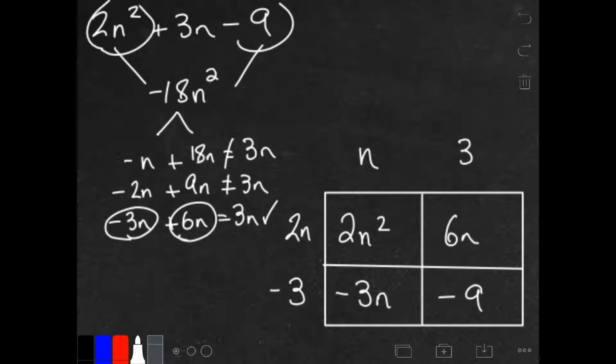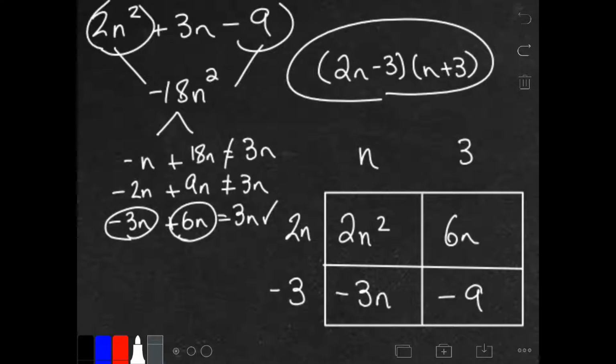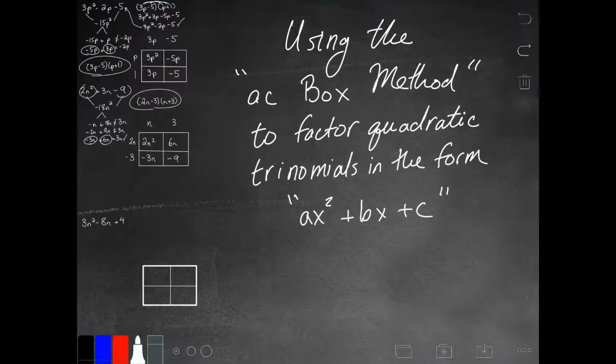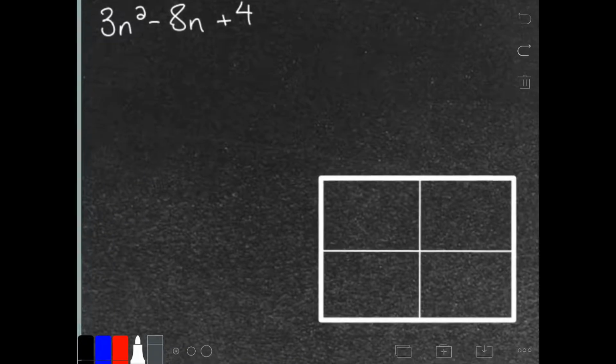We're going to rewrite my factors as two binomials. So 2n minus 3 times n plus 3. Now, if you want, you can always multiply to do a check. We're not going to do that for our second example here, but we will, as always, circle our final answer for our teacher to see. Let's do one last problem together.